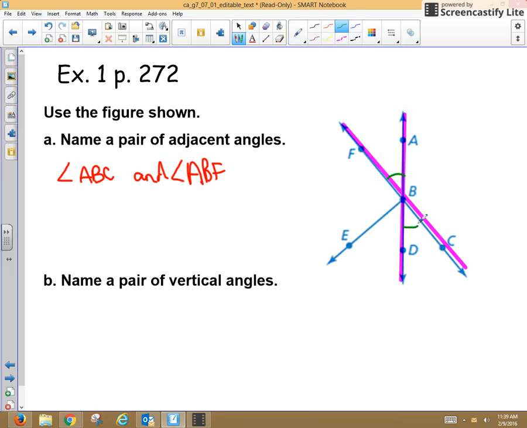So angle ABF and angle CBD are considered vertical angles. Another option would be angle ABC here is vertical with angle FBD. So that's another example.